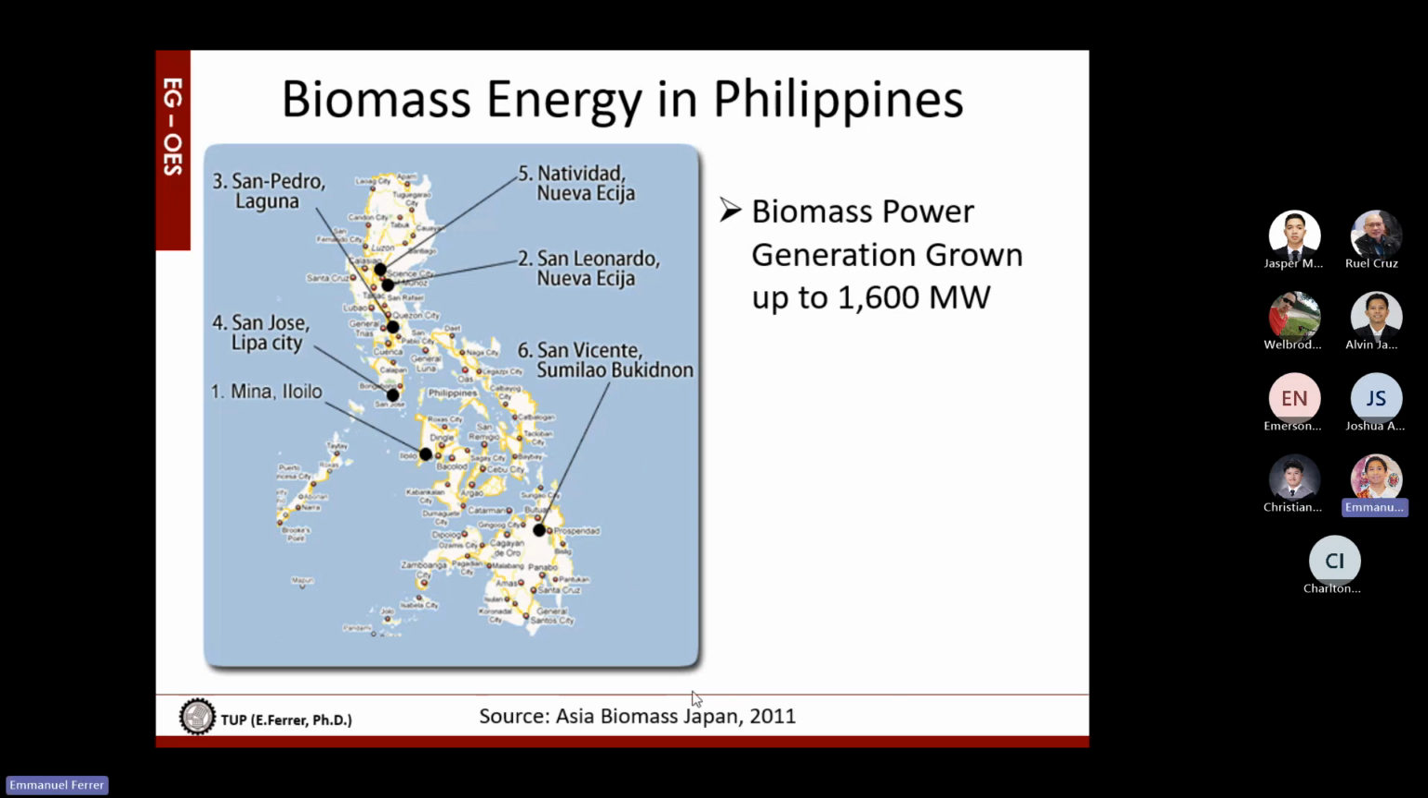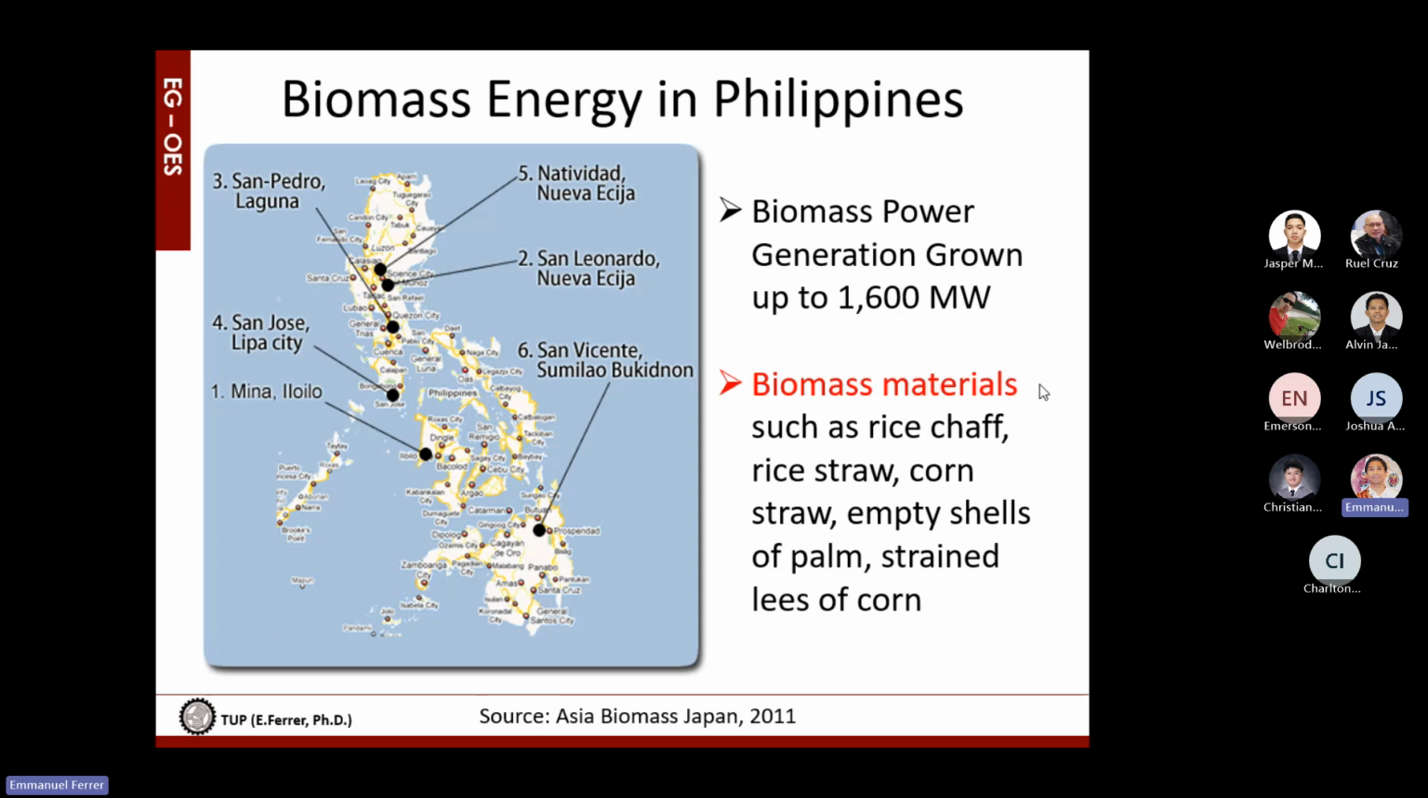For sure there are more, because this is from 2011. There are more biomass energy plants in the Philippines, because this information is more than a decade old. So biomass materials such as rice husk, rice straw, corn cobs, empty shells of palm. In Mindanao, we have a huge palm plantation. I saw the trucks there carrying palm fruits. And strained pieces of corn.